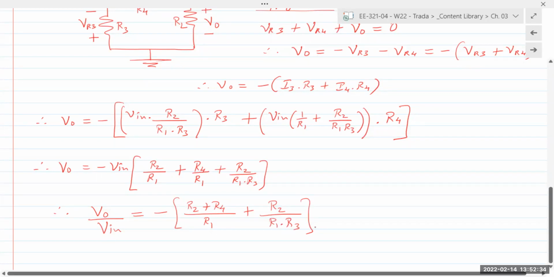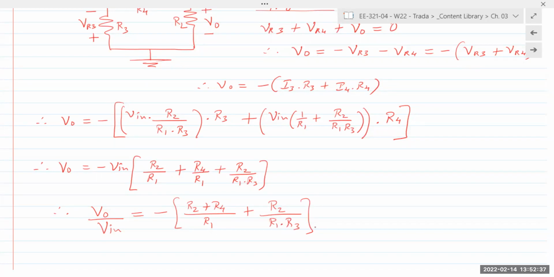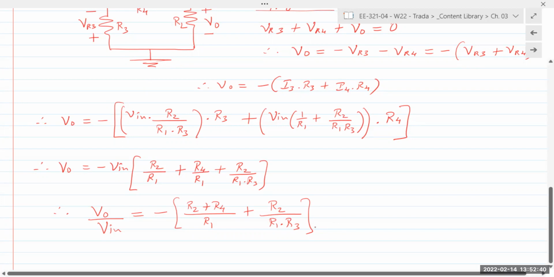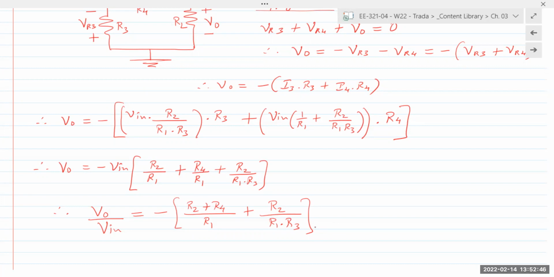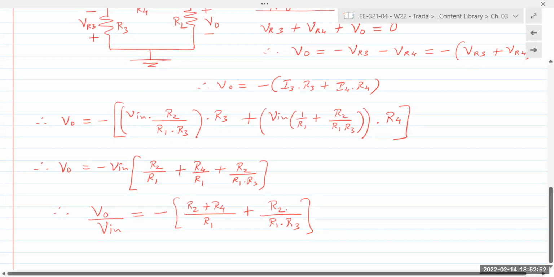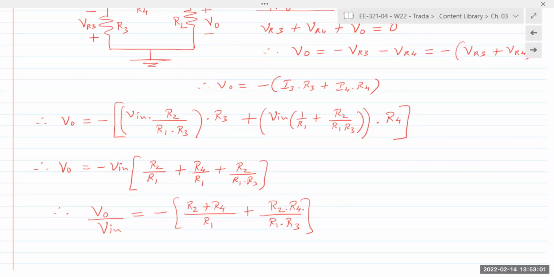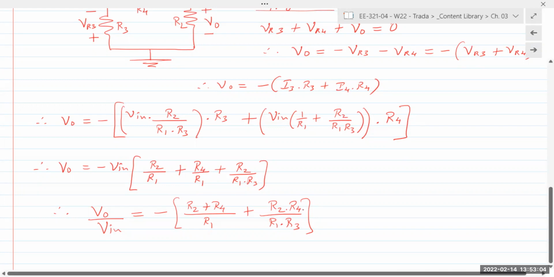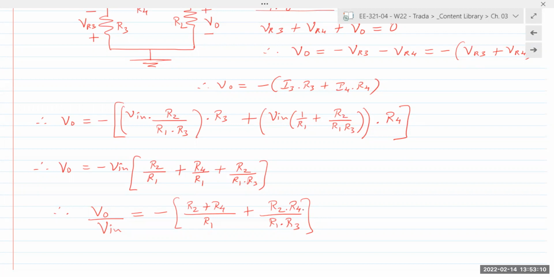Yes. Where? Oh, this one, R2 times R4. Yes. R2 times R4. I would like to say I'm making these typos on purpose to see who's paying attention, but that wouldn't be true. Yes. So gain is minus R2 plus R4 over R1.